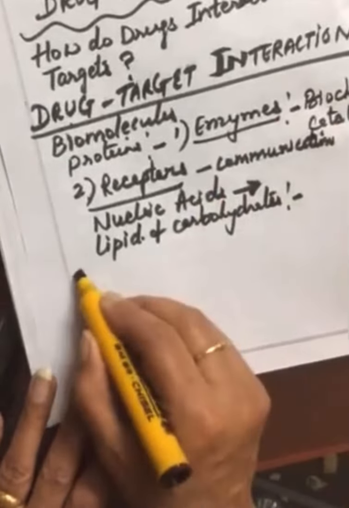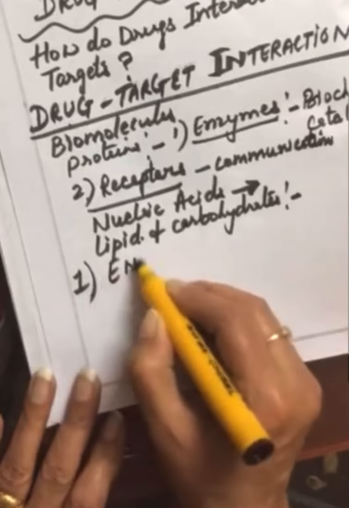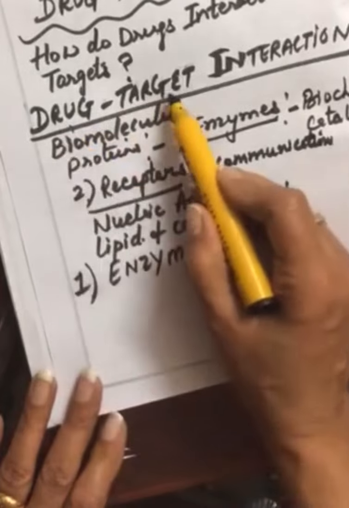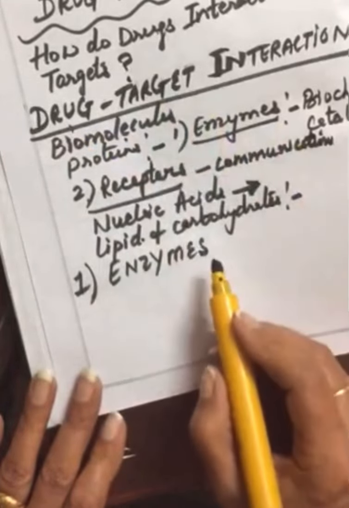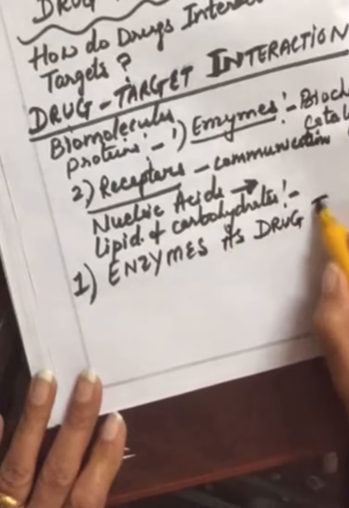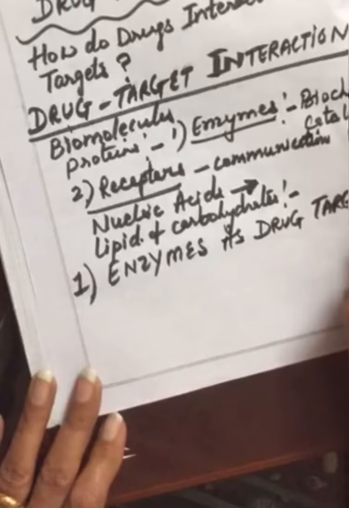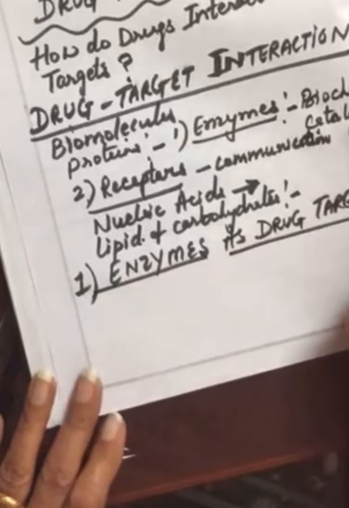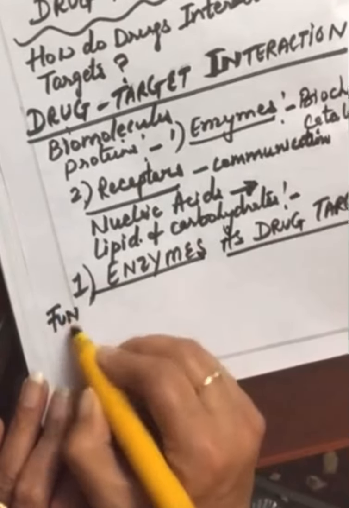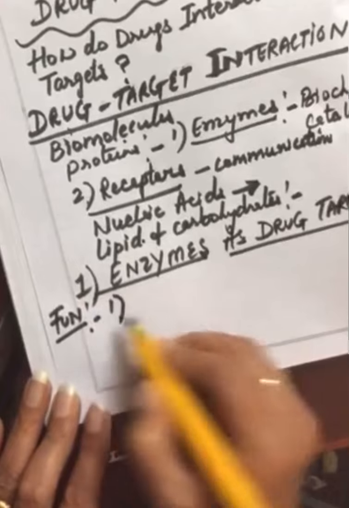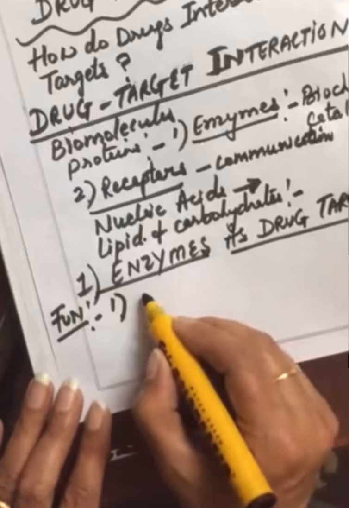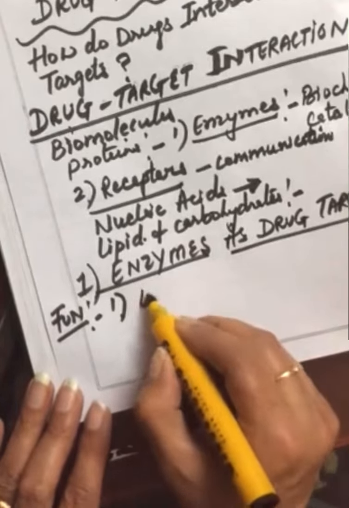Now, the first example I'm taking is enzymes, to understand the interaction between a drug and a target. Enzymes as drug targets: when enzymes will be the target of the drugs that we take. First I'm coming to the function of enzymes, how they work. Enzymes have active sites on their surface to hold the substrate.